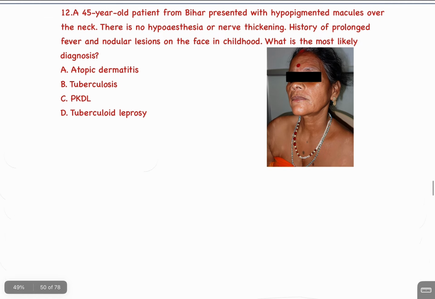Question number 12. A 45-year-old patient from Bihar presented with hyperpigmented macules over the neck. There is no hypoesthesia or nerve thickening, with a history of prolonged fever and nodular lesions on the face in childhood. What is the most likely diagnosis? A. Atopic dermatitis, B. Tuberculosis, C. PKDL, D. Tuberculoid leprosy. The answer is C. PKDL.